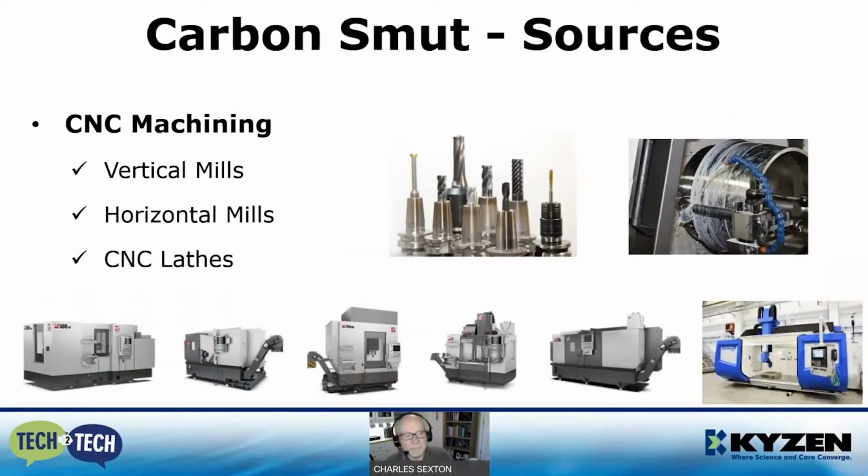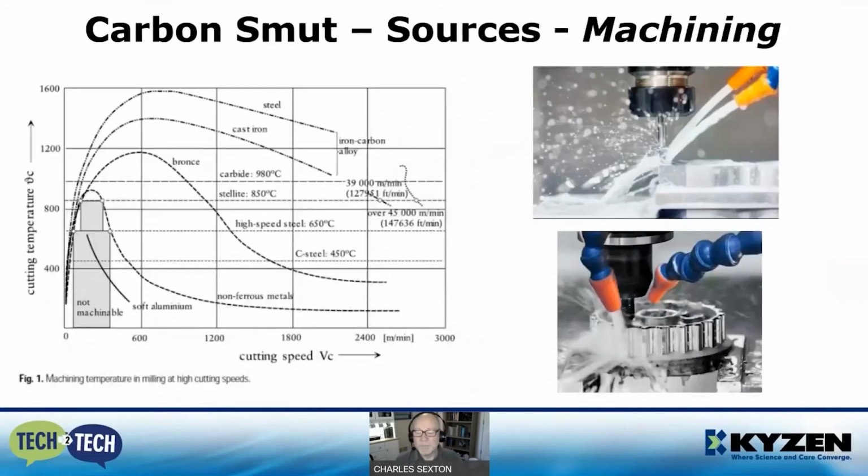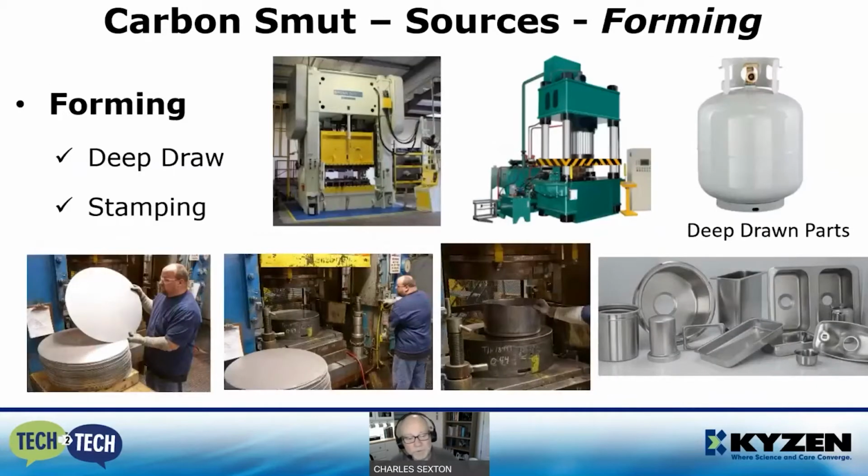Carbon smut comes from many sources. Machining is one of the most common. You often wouldn't think that, but in these different milling operations, you can see from this chart, machining temperature in milling at high cutting speeds, steel's the hottest. So where the tooling meets the part, you can get localized temperatures up to 1600 degrees C. And you can see with the other metals, it also gets very hot. So even the lubricant carbon within the coolant becomes carbonized or charred.